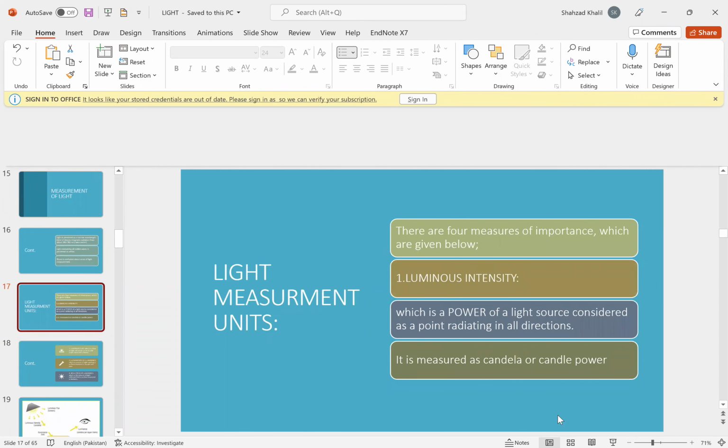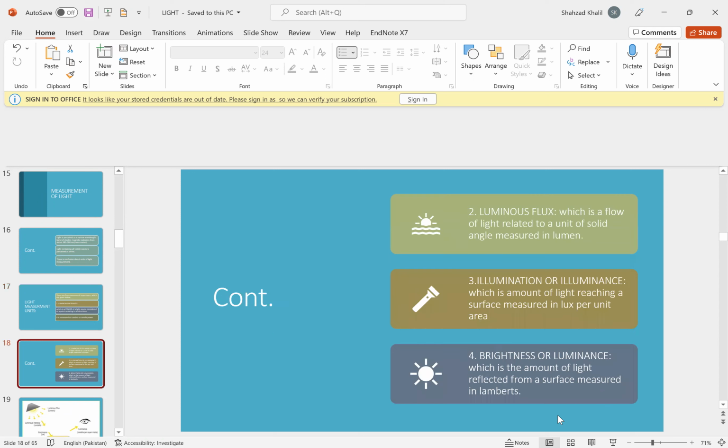Light measurement units. There are 4 measures of importance. Number 1 is luminous intensity, which is the power of a light source considered as a point radiating in all directions. It is measured in candela or candle power. Second is luminous flux, which is the flow of light related to a unit of solid angle, measured in lumen. Third is illumination or illuminance, which is the amount of light reaching a surface, measured in lux per unit area. Fourth is brightness or luminance, which is the amount of light reflected from the surface, measured in Lamberts.